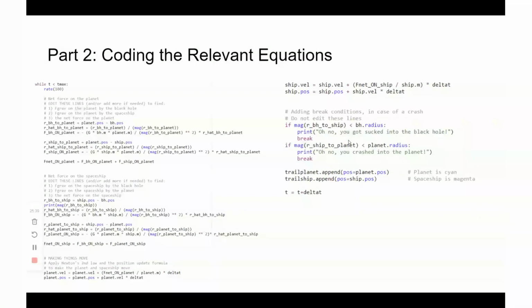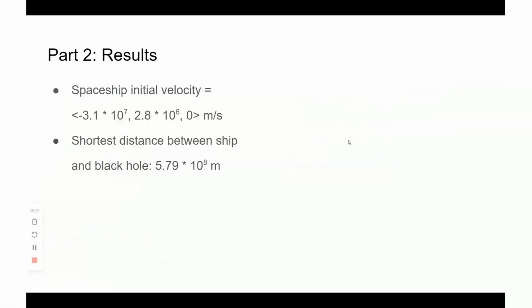And we code the relevant equations just like before, iteratively, except this time we're talking about gravitational attraction between the black hole and the planet, the ship and the planet, and the planet and the ship. And then we add everything together to ultimately get our planet velocity and position update formulas.